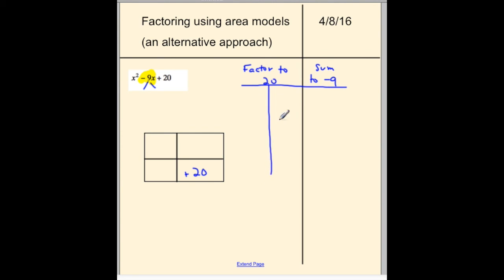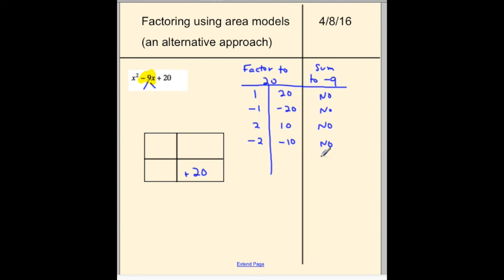Okay? So we've got positive 1 and positive 20, which would give us 21, so that won't work. Or we could do negative 1 and negative 20, which would sum to negative 21, which also won't give us negative 9. Well, what about 2? We could have positive 2 and positive 10, which would sum to 12, so that won't work. Or we could have negative 2 and negative 10, which would give us positive 20, but that would give us negative 12, so that won't work either.